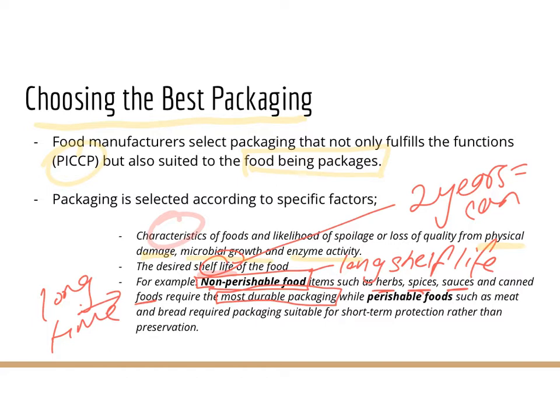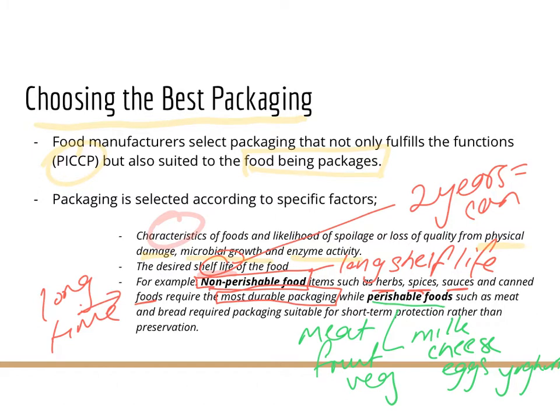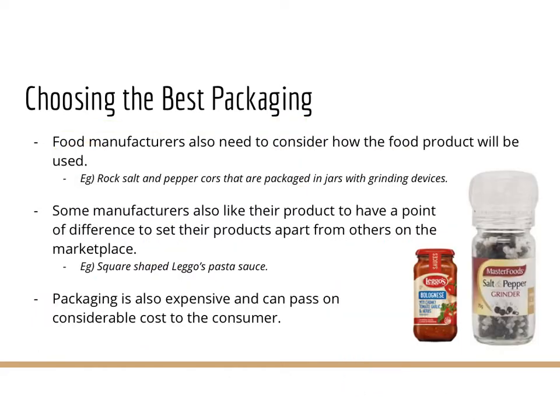Now, on the flip side to that, we do have perishable food products. So if we have a think about what perishable foods are, these are things like milk, cheese, eggs, yogurt, and all of these food products do not last for an extended period of time. Fruit and veg are other examples of perishable foods, as well as meat. So these products, as well as bread and meat, as I've said here, require short-term protection because they don't have a long shelf life and they don't really need to be preserved for an extended period of time. So it's important to understand that the characteristics of the food do determine the packaging that is involved in the product.